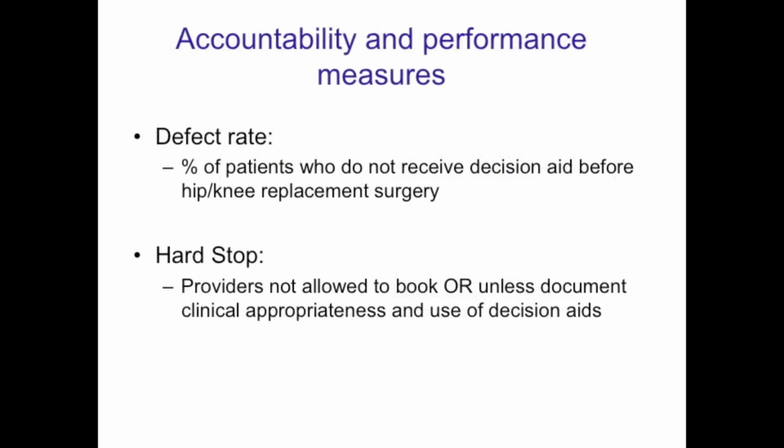And then another set of measures that we need to be thinking about is what are the accountability measures and performance measures that should be happening. So some examples: there could be a defect rate, which is defined as the percentage of patients who do not receive the decision aid before hip or knee replacement surgery. Or there could be a hard stop type measure, where the provider is not allowed to book the OR unless documented clinical appropriateness and use of decision aids.